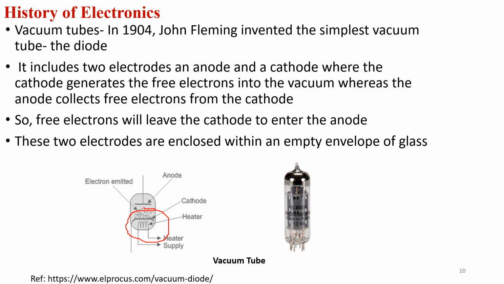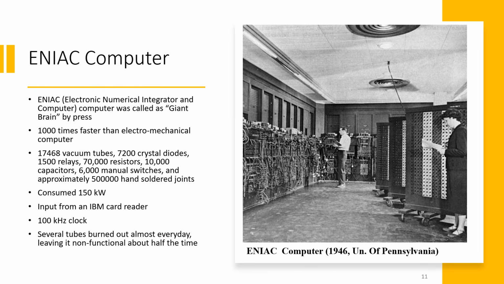The cathode is emitting electrons, the anode is collecting these electrons, and this is the physical structure of the simple vacuum tube, which consists of a glass structure on the outside. Inside this you have a vacuum, but the drawback of this vacuum tube was that it was consuming a lot of power.